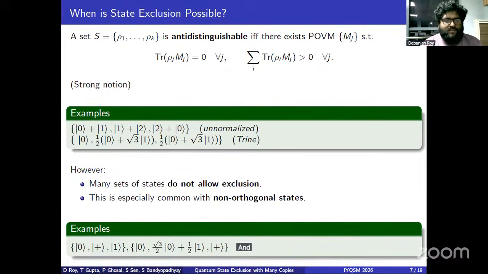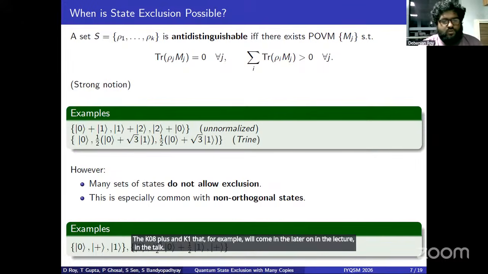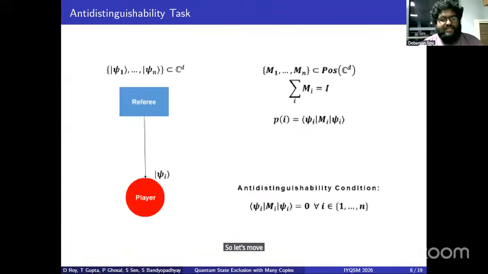And this has been illustrated by a couple of examples, the K0, K plus, and K1. That example will come later on in the talk. So let's move on. This is the schematic diagram of what I was telling earlier.